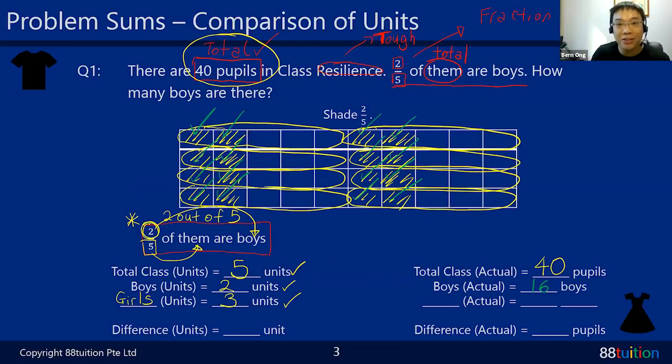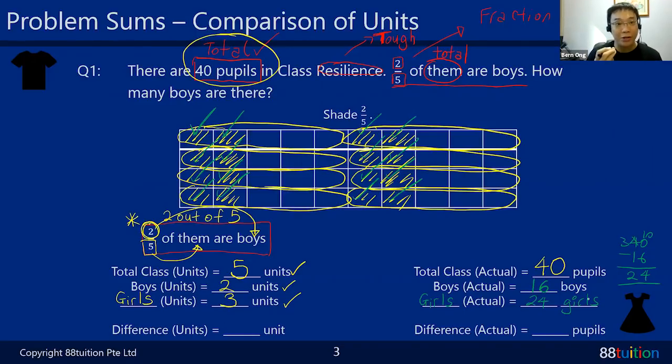From the information, if there are 40 students and 16 are boys, what is the other side of the story? Must be girls, right? Not boys means girls. And how do you find the number of girls? Simply take 40 minus 16, which should give you 24. So you have 24 girls here. Is that okay? Can you see now, one fraction only gives you a lot of information.